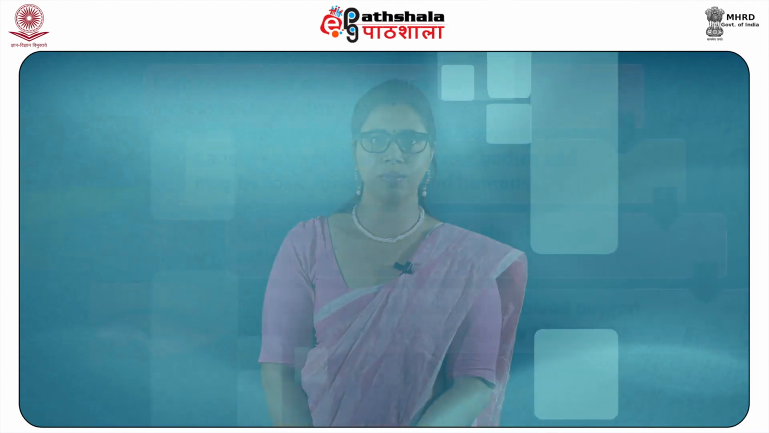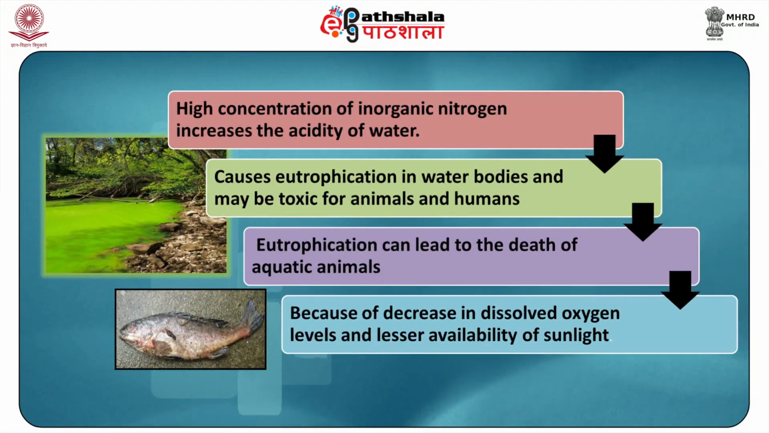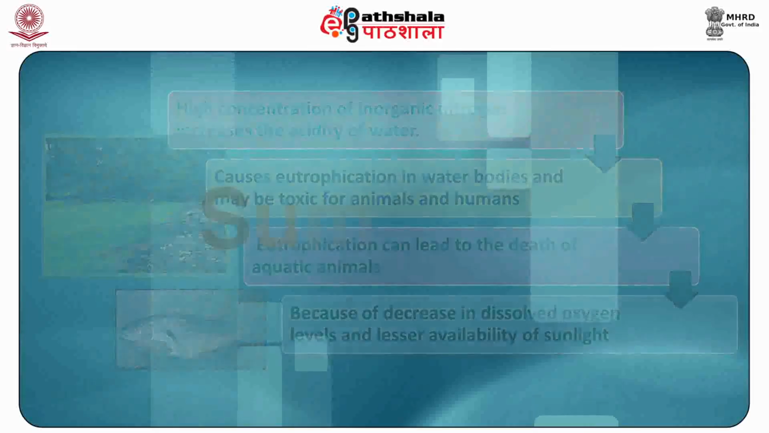Ammonia in high levels is fatal for fish. High concentrations of inorganic nitrogen increases the acidity of water, causes eutrophication in water bodies, and may be toxic for animals and humans. Eutrophication can lead to the death of aquatic animals because of decrease in dissolved oxygen levels and lesser availability of sunlight.